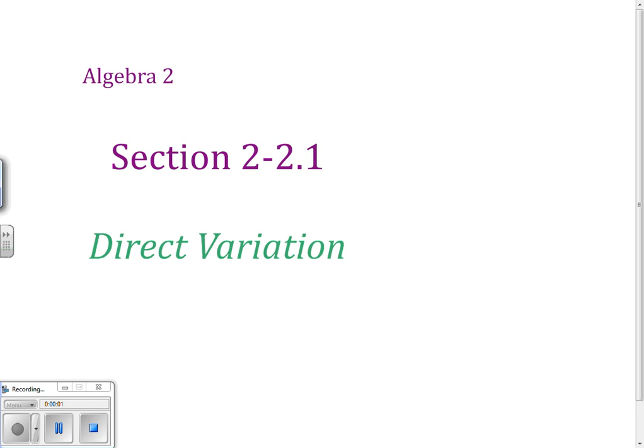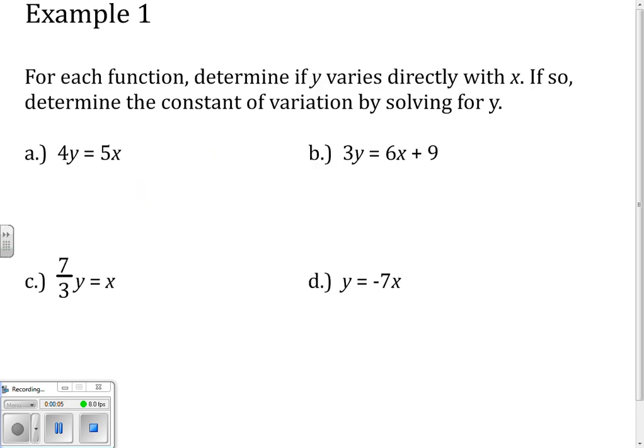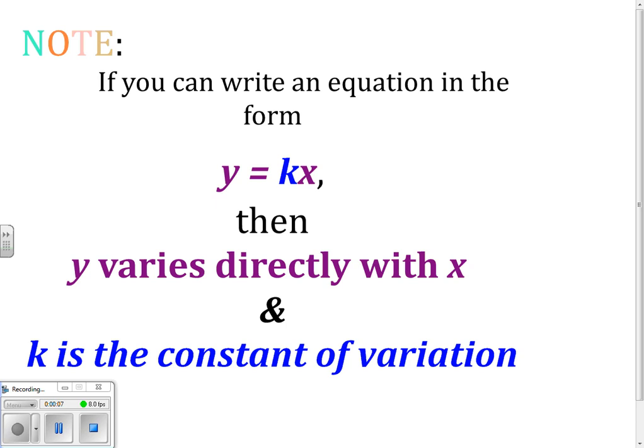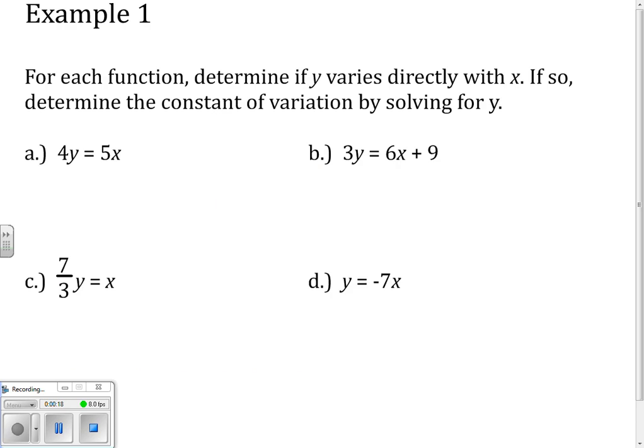Section 2, Day 1 starts the information on direct variation. Direct variation has the formula y equals kx. It means that y varies directly with x. K is called the constant of variation. It is the number that you multiply by all of the x values to get the corresponding y values.